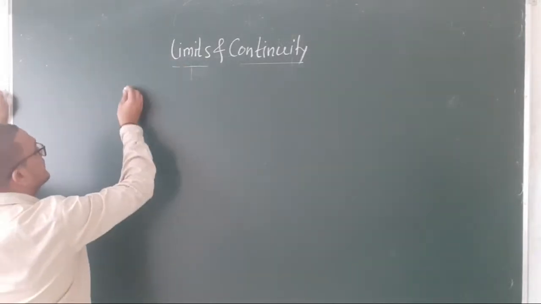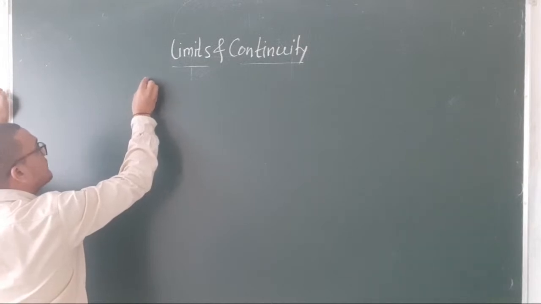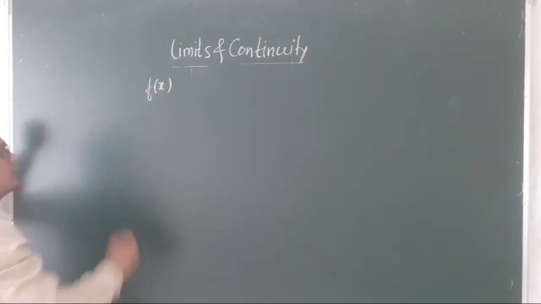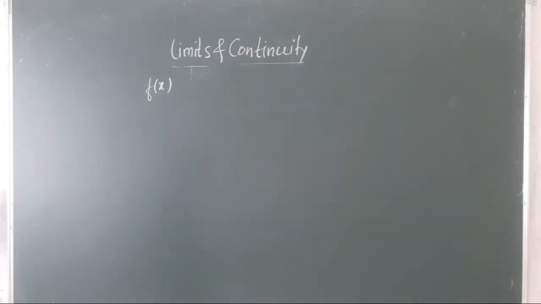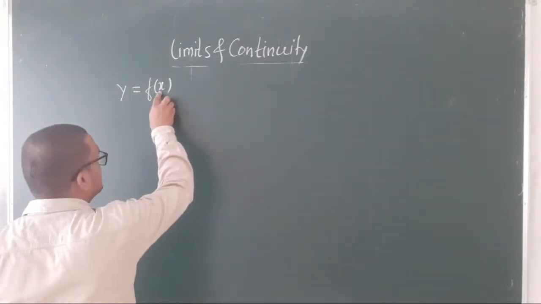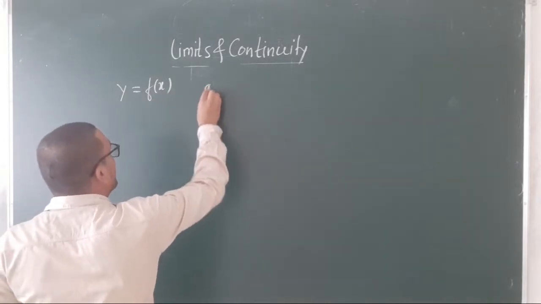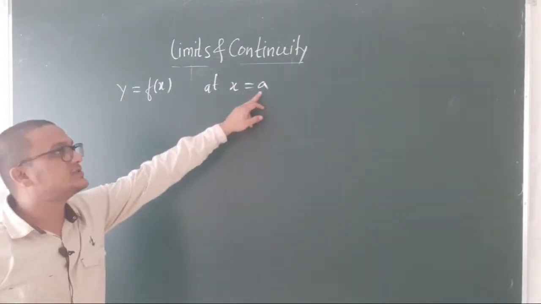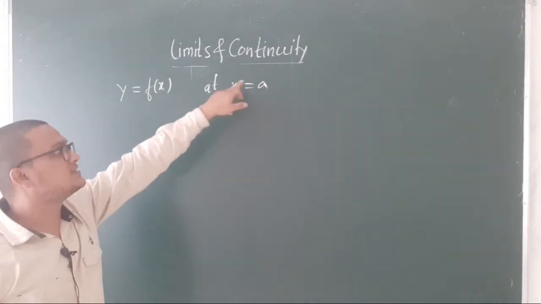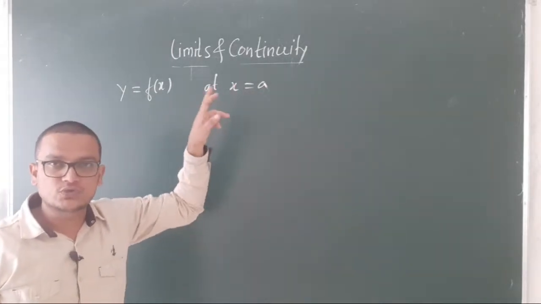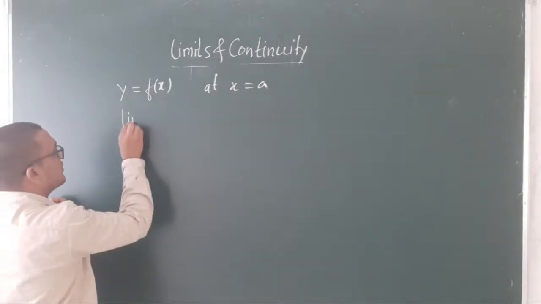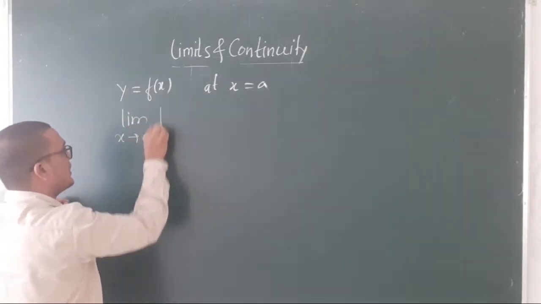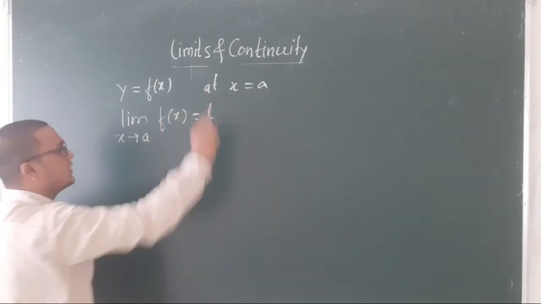Okay. So to define the limits, suppose we are having one function. Function is f of x. Let y is equal to f of x be a function of x. And we have one point at x is equal to a. Or you can say if x is tending towards a, if x approaches towards a, then what is the definition of limit? That is limit x tends to a, f of x is equal to L.